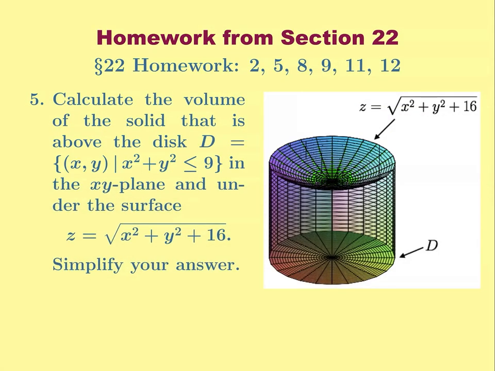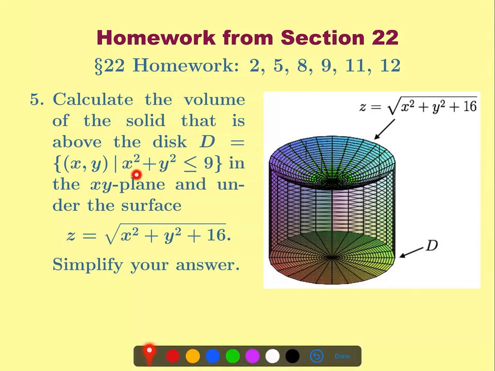Let me go to 5. Now 5 is over the exact same circle we had in the last problem. It's a circle of radius 3 centered at the origin. So that's the base of this solid. So I have that at the bottom, in the xy plane. So we have that circle in the xy plane for the bottom.